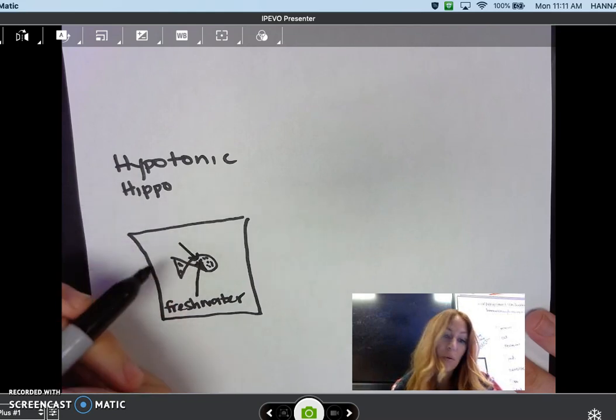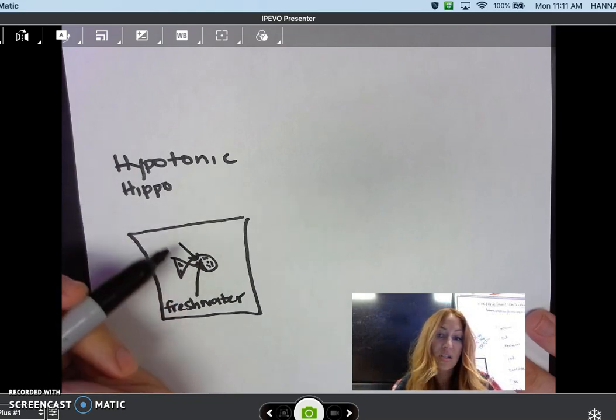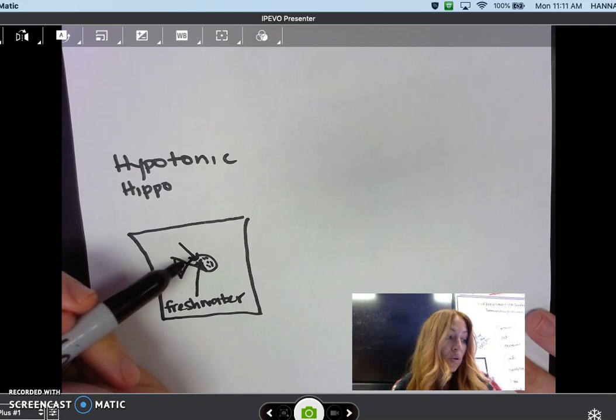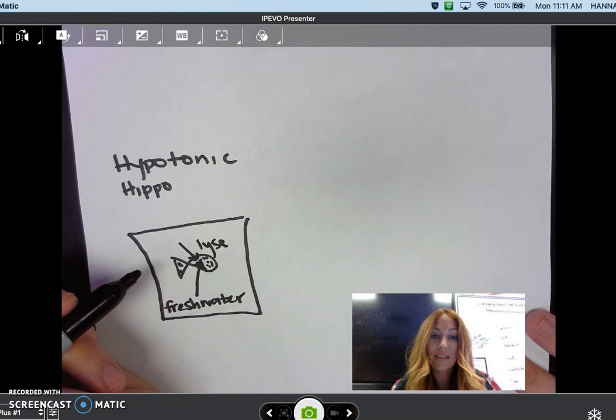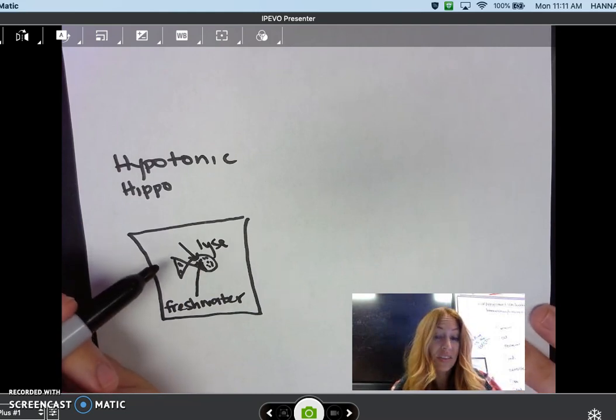That's not going to turn out super well for the fish. In fact, the fish is going to start to swell up so large that it might in fact do something called lyse, and that's when it kind of explodes on a cellular level. Not such a good thing.